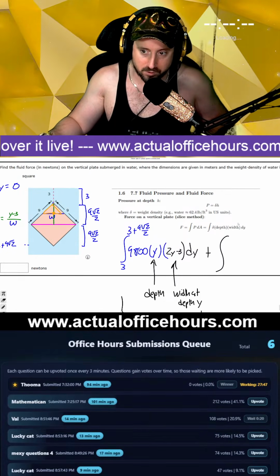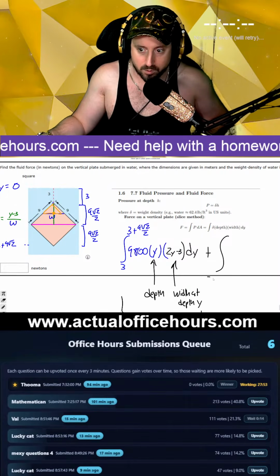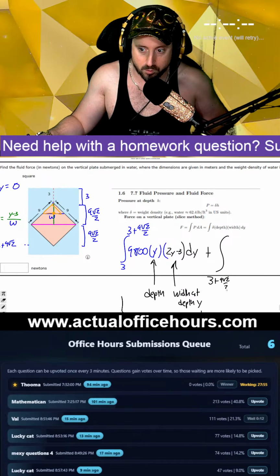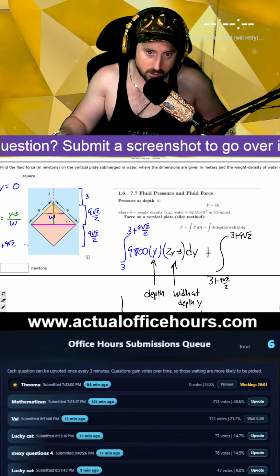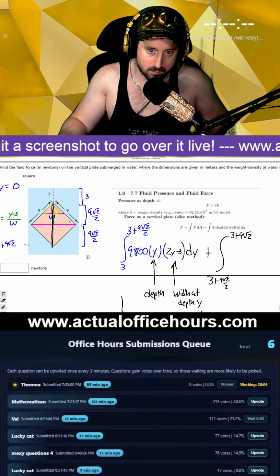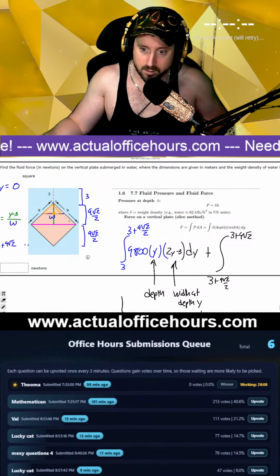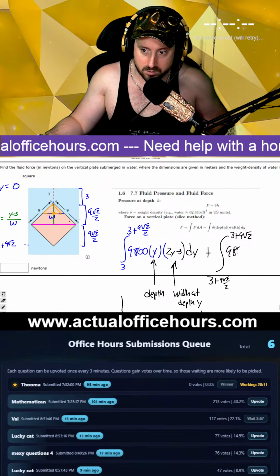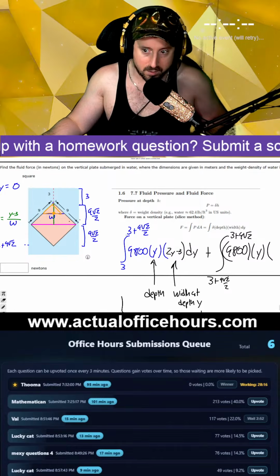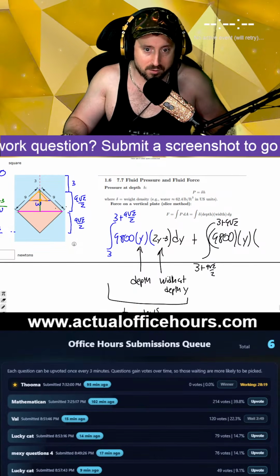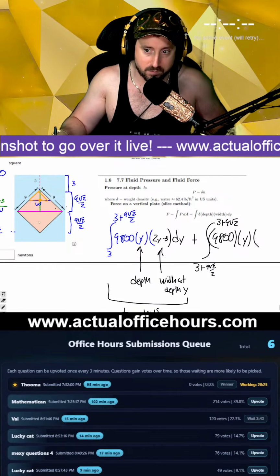Now to go for the bottom half of the square, I'm going to go from y equal to 3 plus 9 root 2 over 2 all the way down to 3 plus 9 root 2, because this whole thing here is 9 root 2. The depth is y. And then what's the width? Well, the width starts out very wide, and then it goes down to eventually being 0.